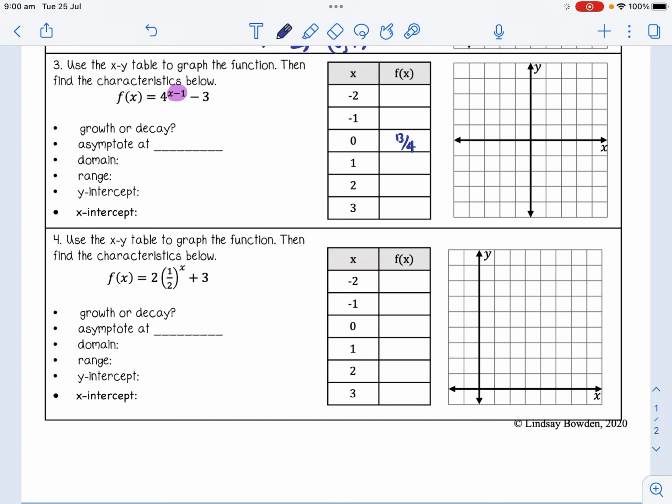Let's start again now. Let's work with x equals 1. If x equals 1, I'd have 4 to the power of 1 minus 1 minus 3. 4 to the power of 0 minus 3. 1 minus 3 equals minus 2.